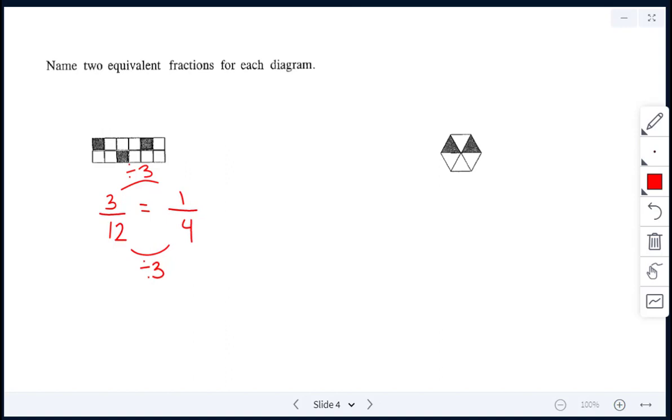All right, so for the next diagram, the shaded, we have 2/6. So 2/6 would be 1 fraction. And then we can reduce that, or we can multiply by another number, or we can divide. So let's just divide. We could divide by 2. Top and bottom has to be divided by the same number. So that gives me 1 over 3. 2 divided by 2 is 1, and 6 divided by 2 is 3.